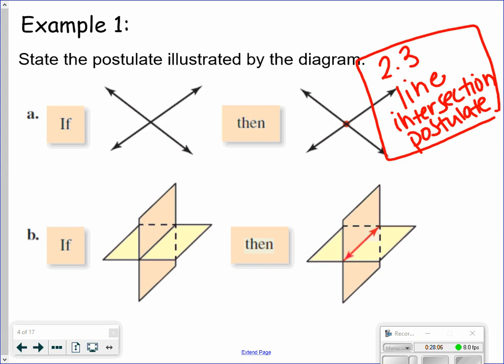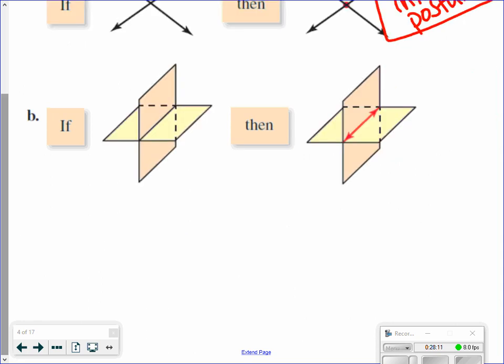Okay, for B, I'm noticing 2 planes intersecting and that their intersection creates a line. So refer back to those postulates. And for me, once again, you don't have to do the 2.7, but I like to see that you're saying that this is plane intersection postulate.